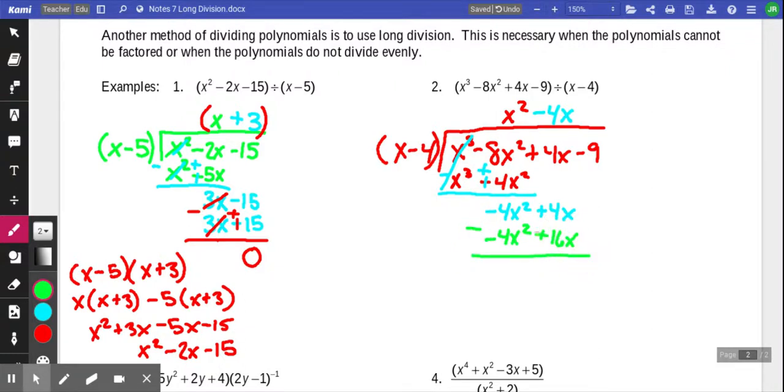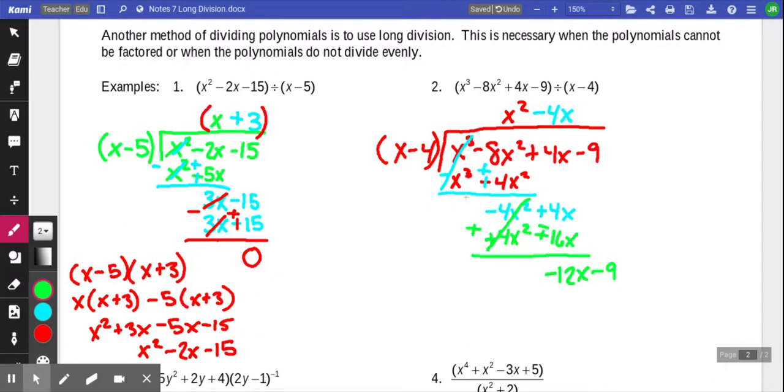Okay, and then I subtract. So double negative, change to positive, and the negative 4x squared plus 4x squared cancels each other out. And then 4x minus a positive 16x, so 4 minus 16 is going to give me negative 12x. And then I'll bring down my next term, which is negative 9. And since I only have a spot for one more, I know that I'm on my last step here when it comes to this long division process.